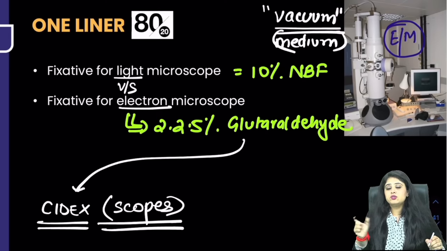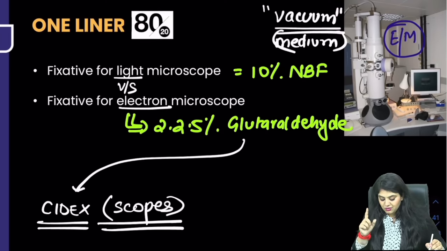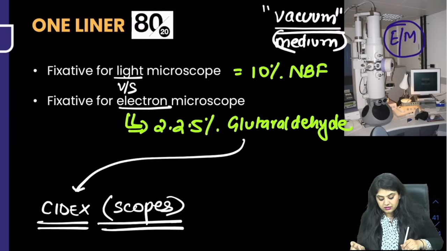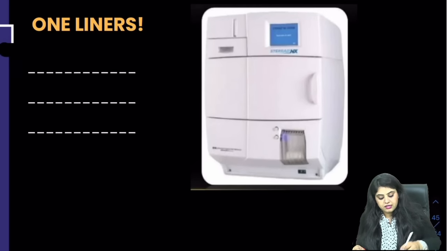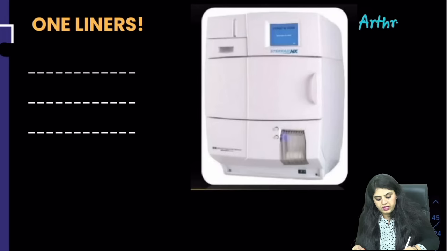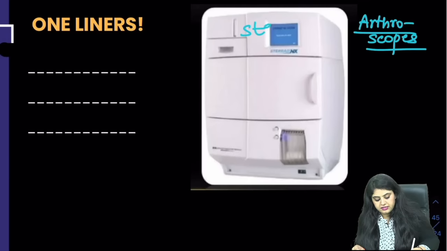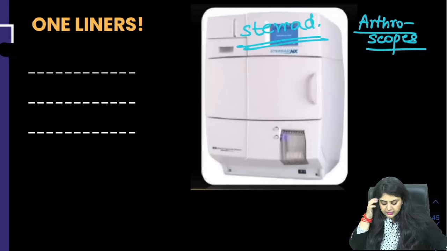But koi scope hai jo Cydex mein nahi, but very good. I've got an answer, ma'am. Except arthroscopes. Why? Where are arthroscopes going? Come on, you know it. Where are arthroscopes going? That's the next question. The machine is right in front of you. What is this machine known as? So arthroscopes are going in something known as a sterad. So sterad matlab, what is it? Okay, everyone saying ethylene oxide.